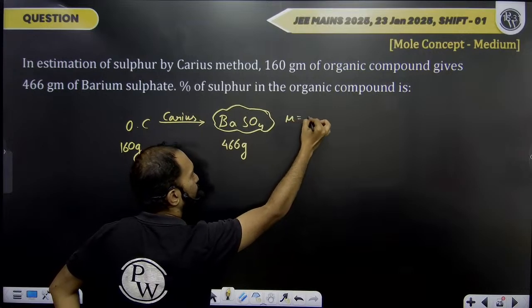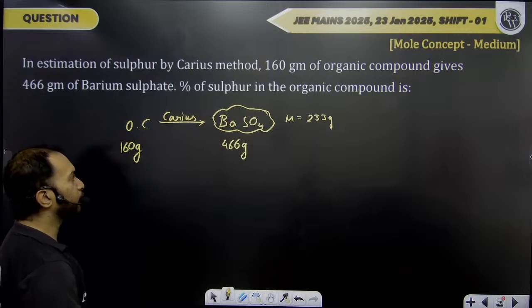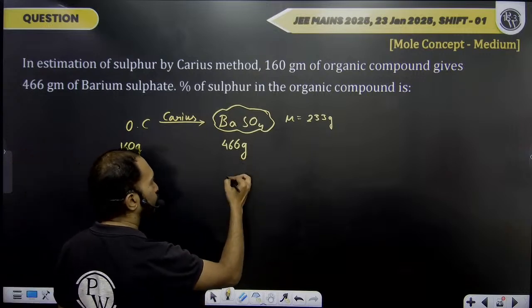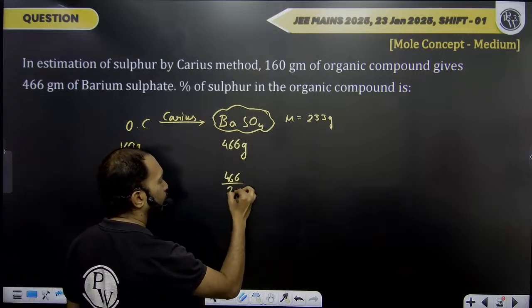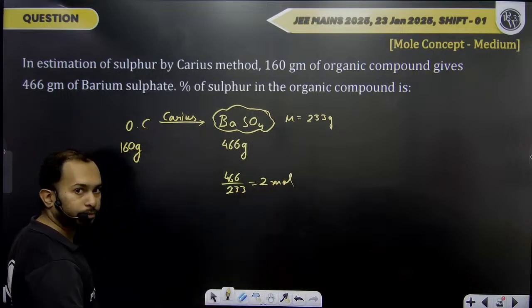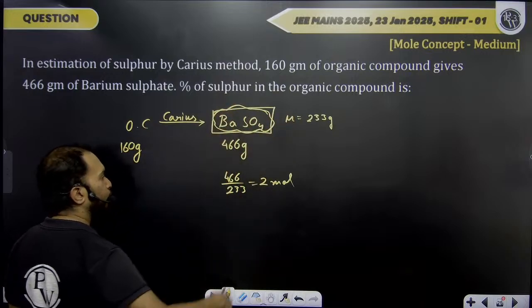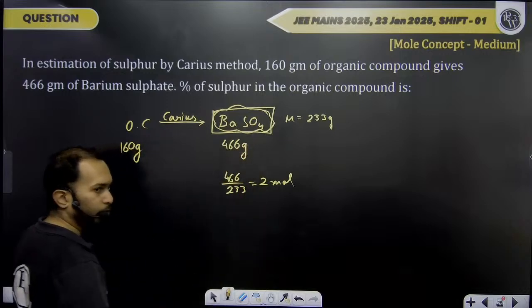Molar mass of barium sulfate is 233 gram. So how many moles of BaSO4 is formed? Number of moles is mass of sample divided by molar mass, which is equal to 2 moles, right? 2 moles of barium sulfate is formed. 1 molecule of barium sulfate contains only 1 atom of sulfur. Therefore, 2 moles of barium sulfate will contain 2 moles of sulfur.